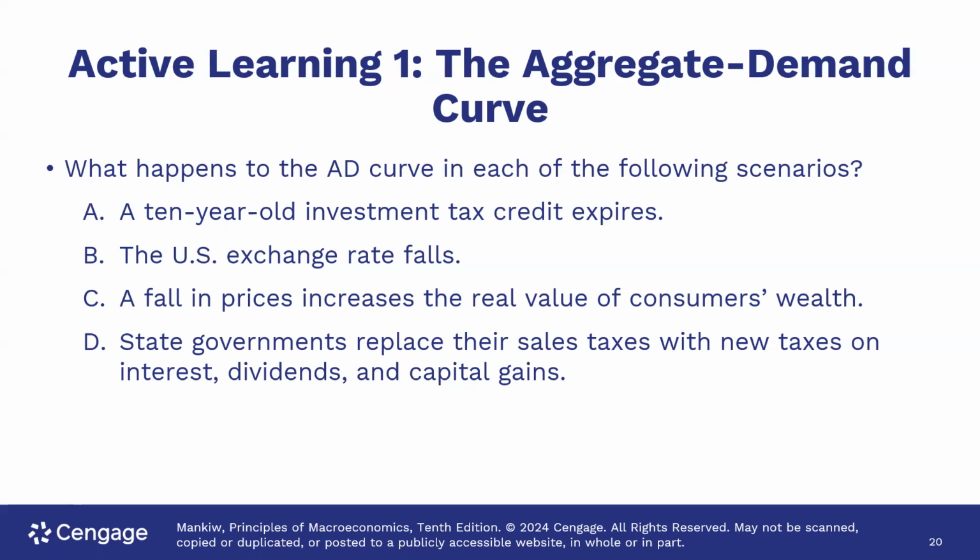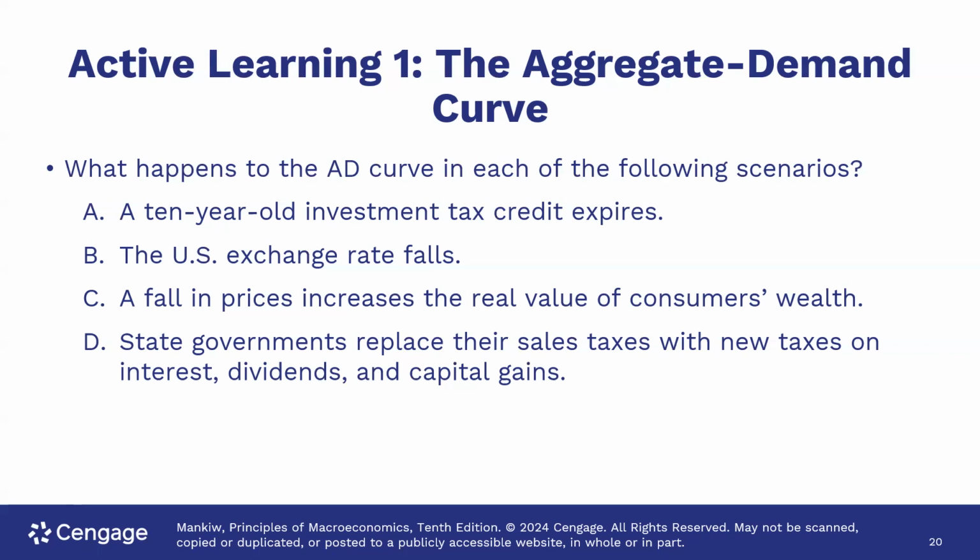B, the US exchange rate falls. So when the US exchange rate falls, it means that the US dollar becomes cheaper. Then the product produced in the United States becomes more competitive in the global market. And in that case, the net export will increase. And then the aggregate demand curve will increase as a result.